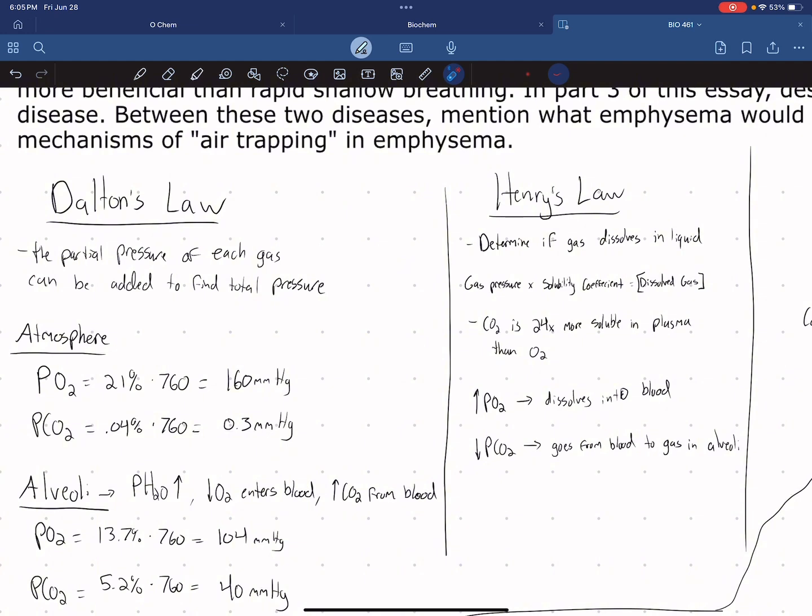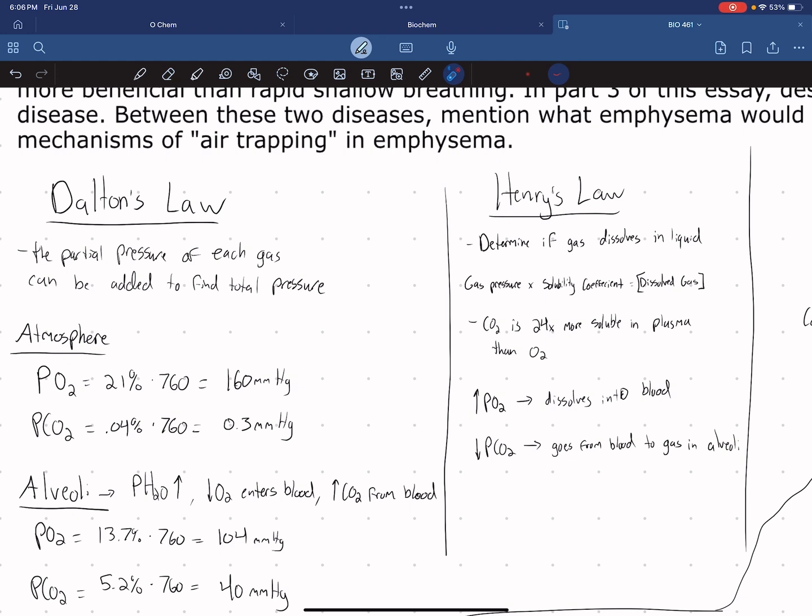So this is different from in the alveoli. What we have is a higher concentration of water in the alveoli. And so what happens there is that our oxygen decreases because it goes into the blood, and our CO2 increases because it diffuses from the blood into the alveoli. So we see our oxygen percentage decrease to about 13.7, which ends up being around 104, but our carbon dioxide increases to about 5.2, which makes our pressure about 40. So these are the ratios of the gases in the alveoli.